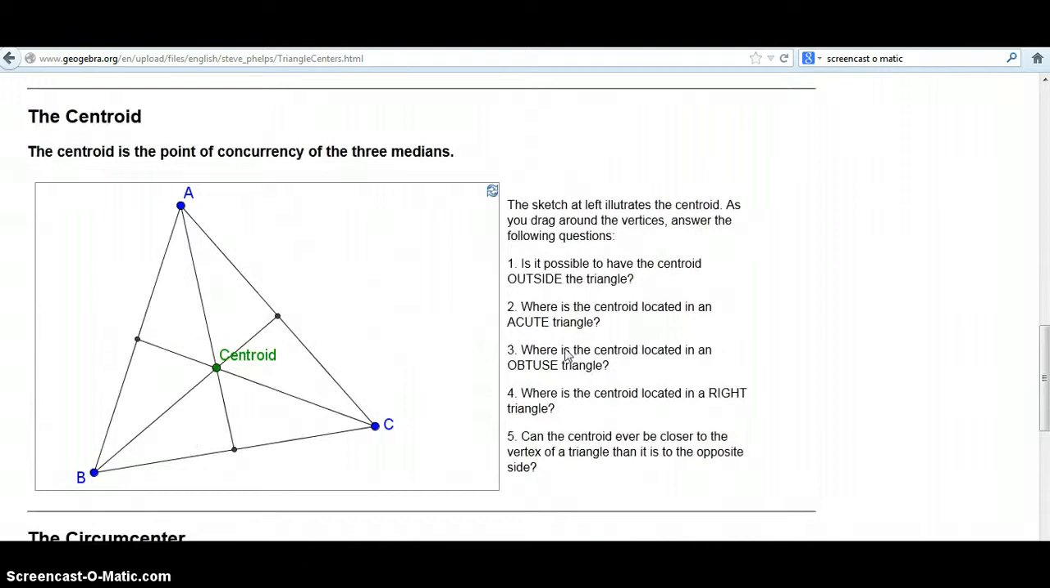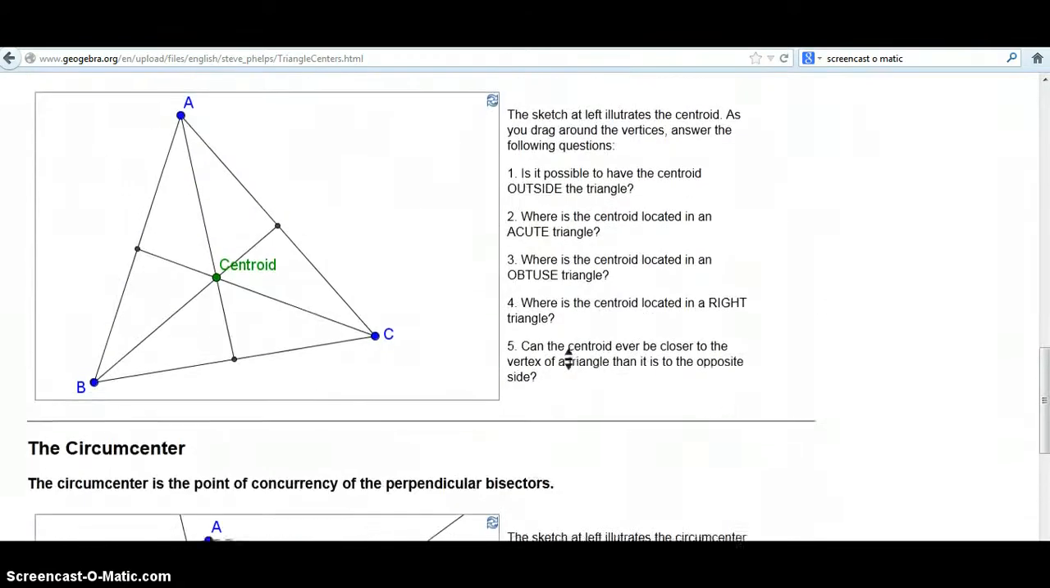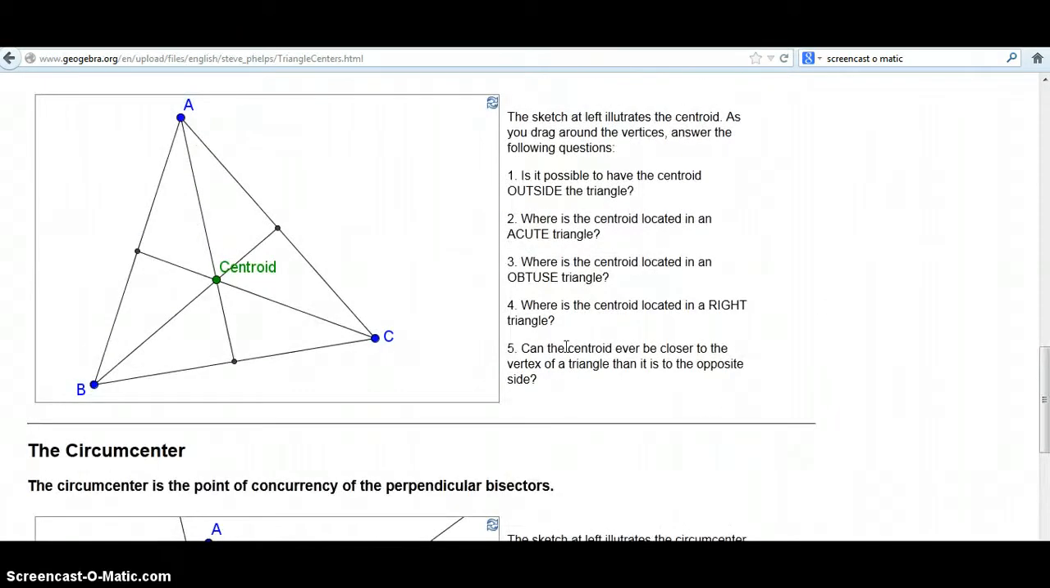Alright, the centroid. So this is all the medians. Remember, the median doesn't have to meet the opposite side at any particular angle. It doesn't have to divide the angles in any form. It just has to touch the opposite side at its midpoint.